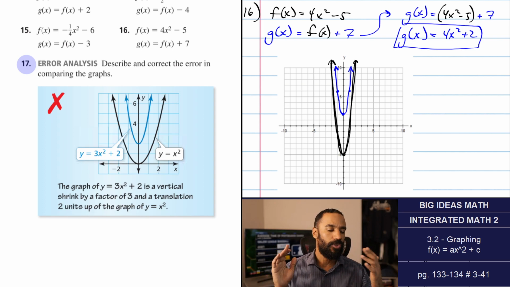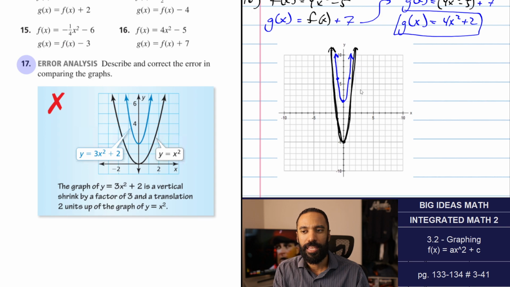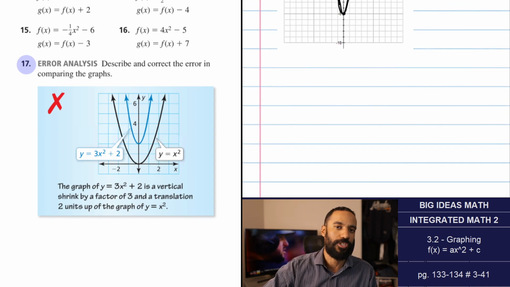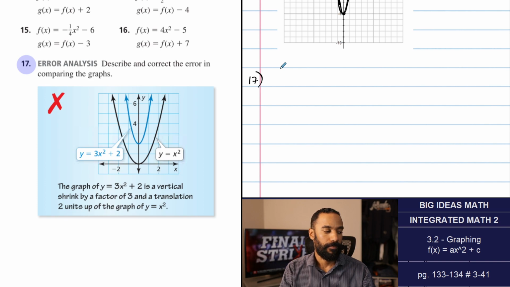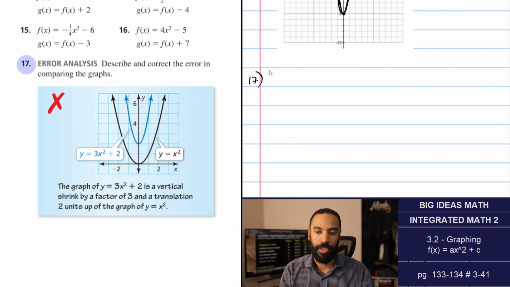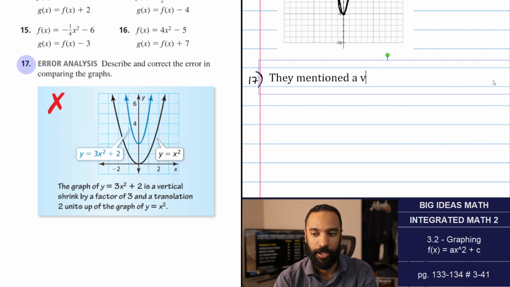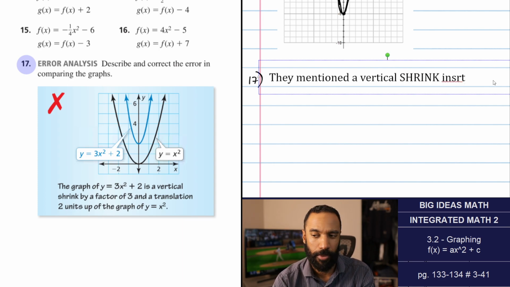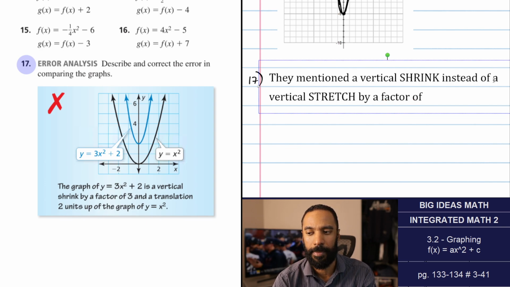It looks like it is a vertical, oh, they probably mentioned, I think we had a problem like this before. They're probably thinking about the shrink in horizontal sense. We're shrinking that way. It became narrower. And that's definitely not true in this scenario. Even if it did, they said vertical. So the 3 is a vertical stretch. So they mentioned a vertical shrink instead of vertical stretch. Remember, I used the word compress, but that's okay. Compression. Instead of a vertical stretch by a factor of 3. And that's all. I mean, that's me correcting the error as well.